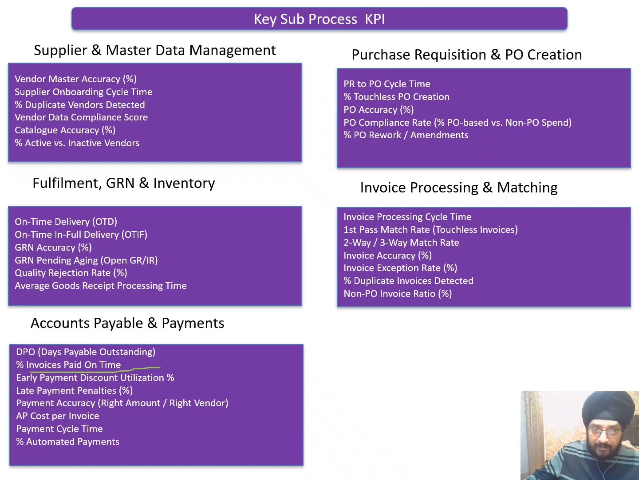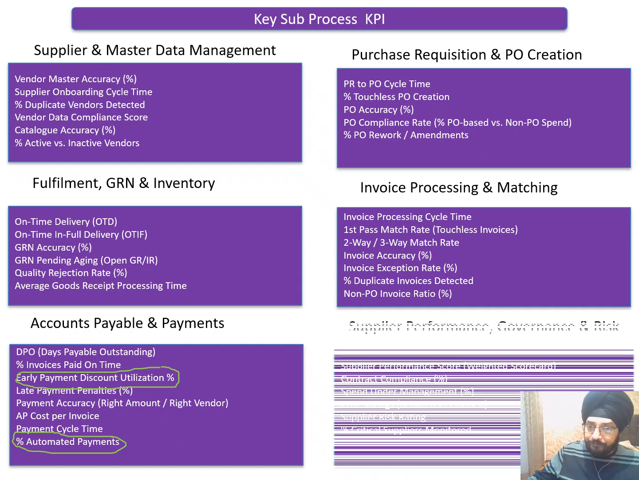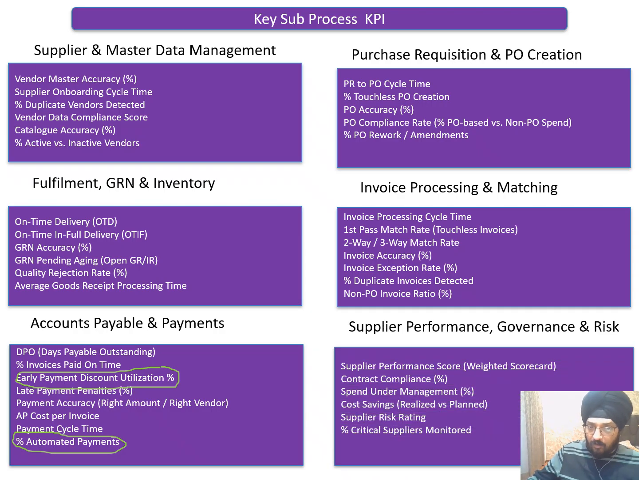So my entire working capital need is dependent upon this process, because if we have not adhered to the automated payment, it may happen that we miss some of the discounts being availed, and then we are losing funds which otherwise can be utilized in a more optimal manner. Then supplier performance score, contract compliance, spend under management, cost savings, supplier rating, and percentage of critical supplier monitoring.